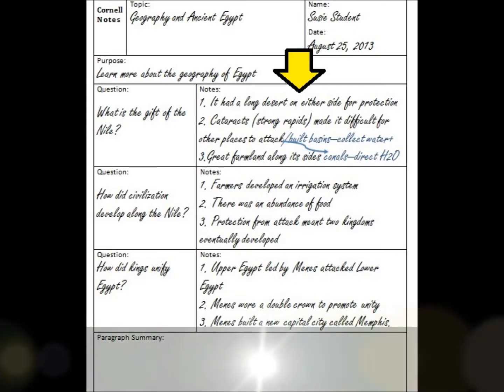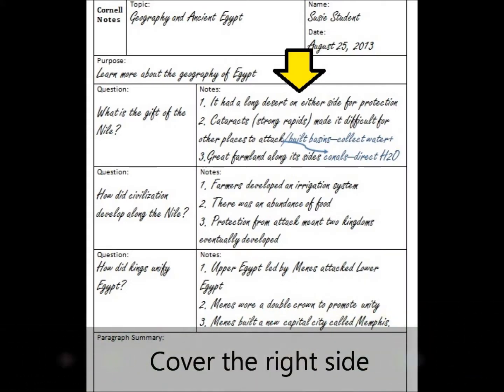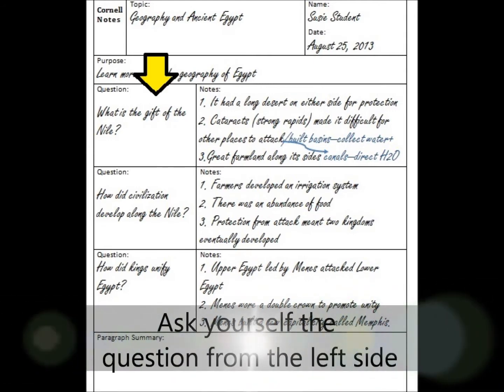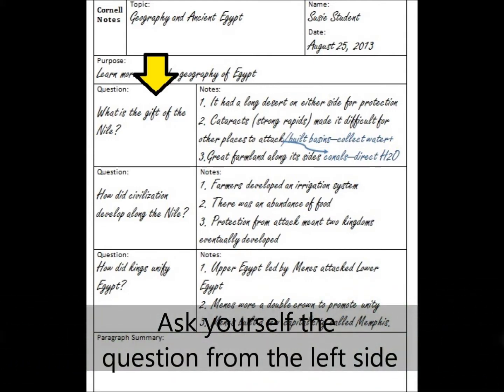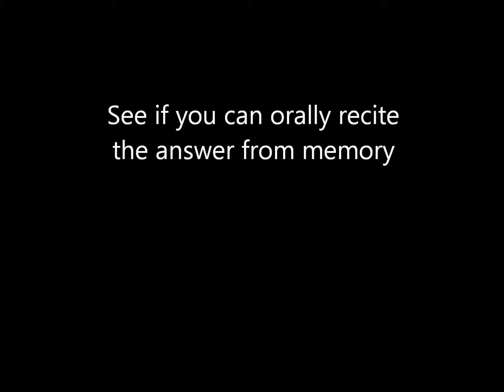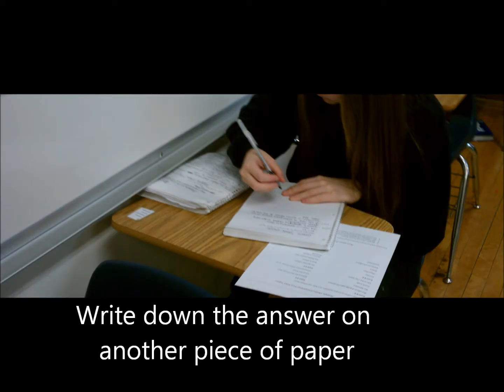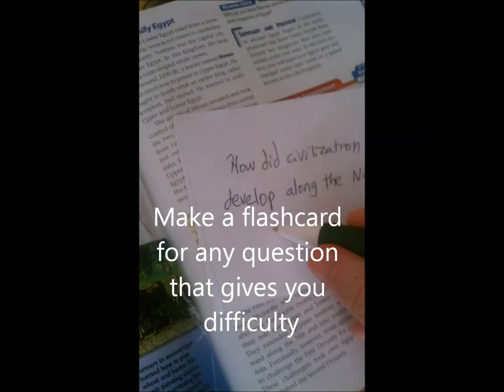Then, go to your Cornell notes. Cover the right side, which has the answer to the question, and ask yourself the question from the left side. See if you can orally recite the answer from memory. Another option is that you can take another piece of paper out and write down what you think the answer is. Make a flashcard for any question that gives you difficulty.